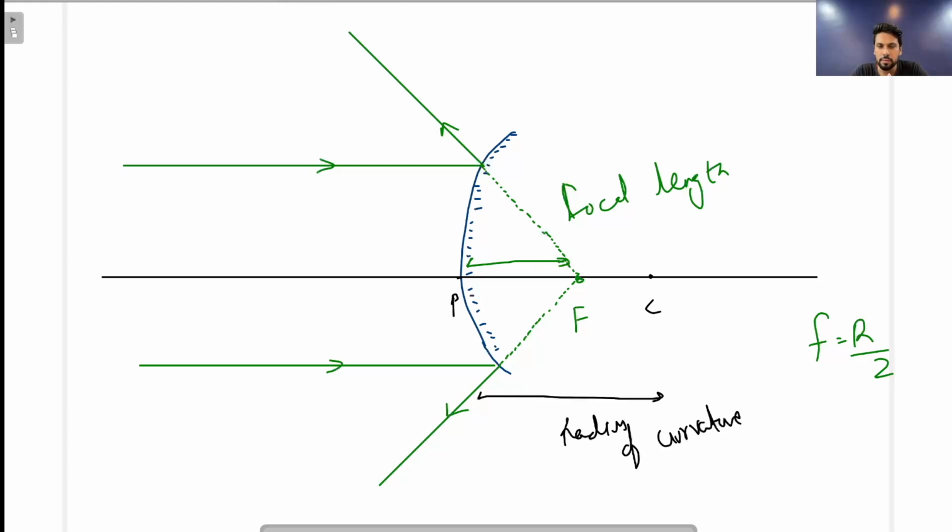Now with this you have understood the two types of spherical mirror and the parts associated with the spherical mirror. It's very important for you to know. If you know these basics, they will help you do even complex problems. So that is very important for you to understand. So this was the introduction to the spherical mirror.